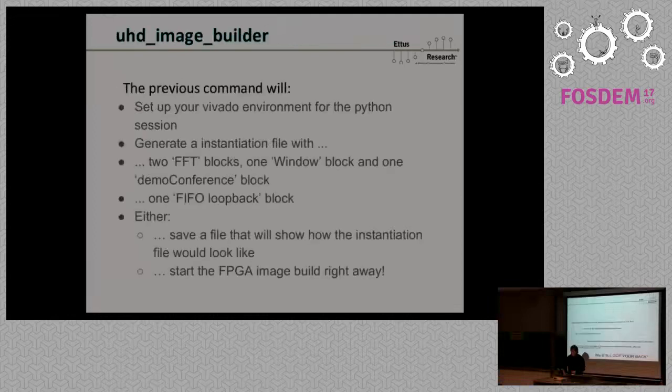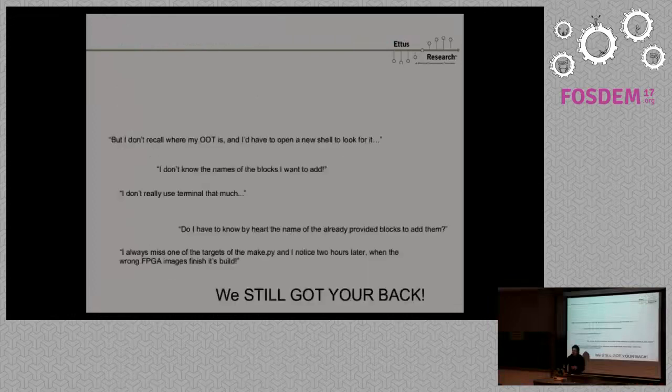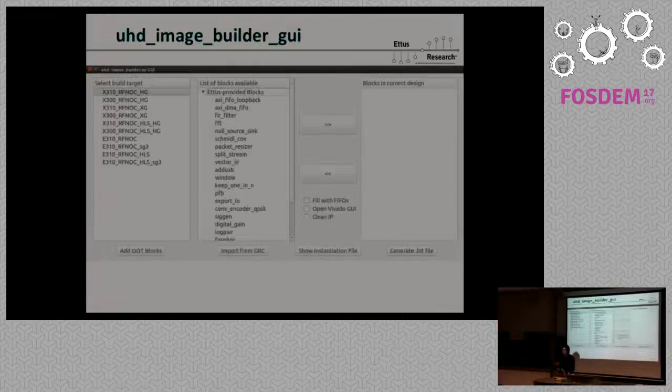So maybe some of you don't really use command line, you don't really remember the name of the block, and so on. We still got you back because we created a GUI for that. And you're going to find it really easy to know which blocks are available, and if you add your RFT module, it's going to be listed there. You don't have to remember what it is anymore. You have all the targets here. So if you have an X300, you use the X300.